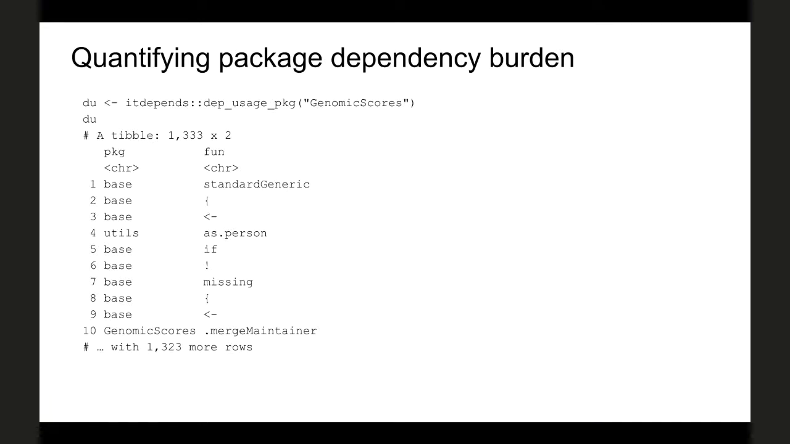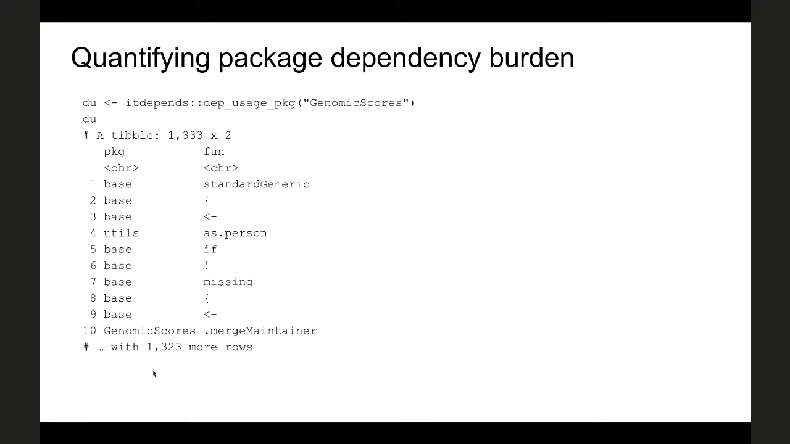So for instance, let's say that I call dep usage package with genomic scores, and I'm doing this in the release version of genomic scores, because in the development version I already fixed the dependency that I wanted to remove. And you get a result something like this. It's this table where you have a column with the name of the package, and another column with the function that you're calling from that package. So the base, you call it the standard generic, and obviously the base calls are not that interesting.